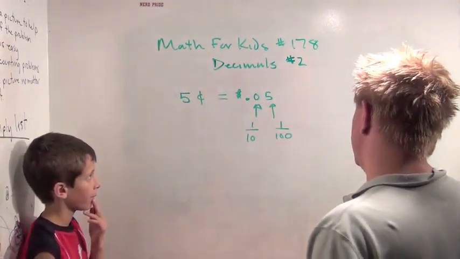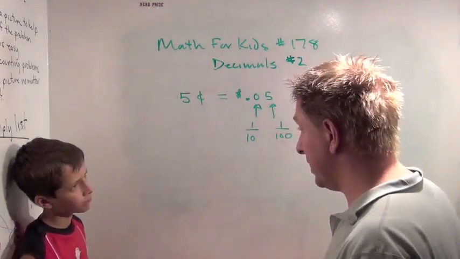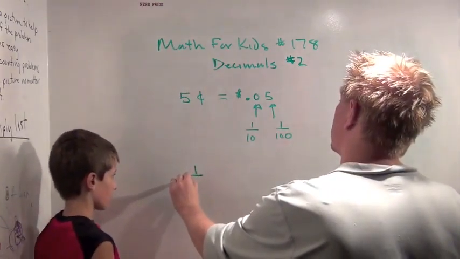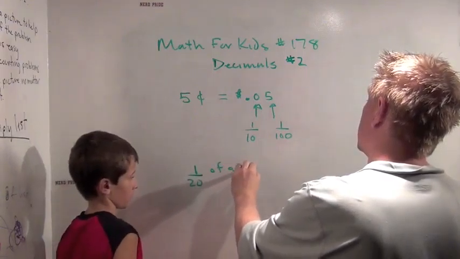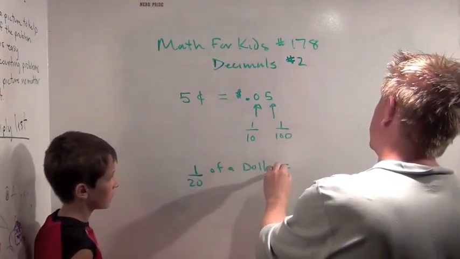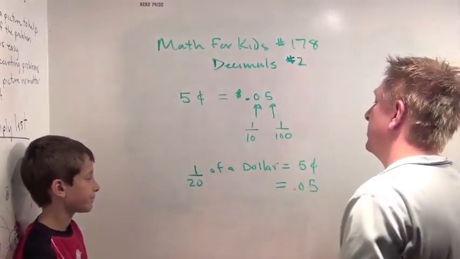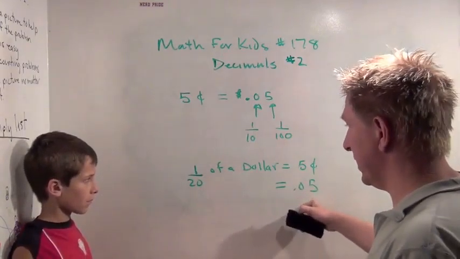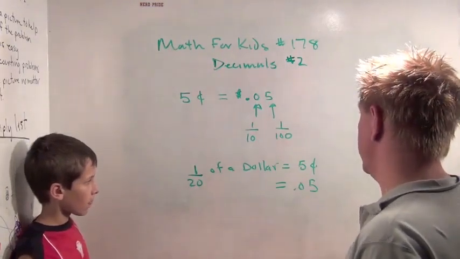Equal to a nickel? Yep. Okay. And by the way, how many nickels go into a dollar? It's 20 nickels. So 1/20th of a dollar equals 5 cents, which equals 0.05. So we just learned that as a decimal, 1/20th is the same thing as 0.05. Did you know that? Yeah. You did? Oh, okay, great.